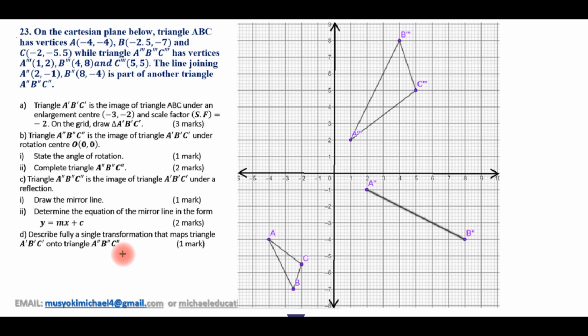Now, let us begin. This question tests on reflection and congruence, rotation about the center 0, 0, and also enlargement about any particular point. So the first one, part A, triangle A prime B prime C prime is the image of this triangle given under an enlargement, center -3, -2. So -3, -2 is the center of enlargement.